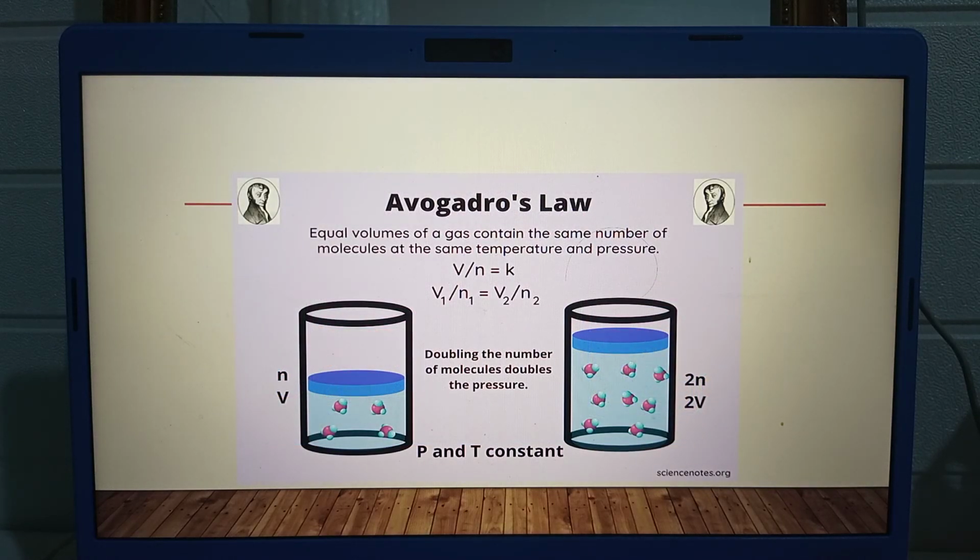Next is Avogadro's law. Equal volumes of gas contain the same number of molecules at the same temperature and pressure. V over n is equal to k. Volume 1 over n1 is equal to volume 2 over n2. Doubling the number of molecules doubles the volume. The n represents the number of molecules. The pressure and temperature are constant.